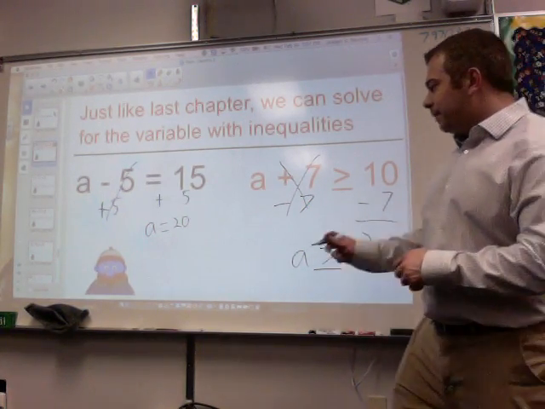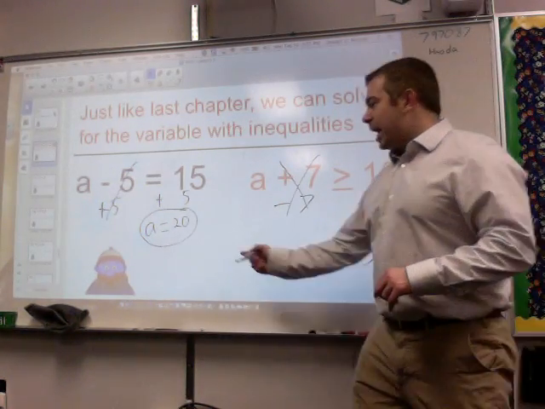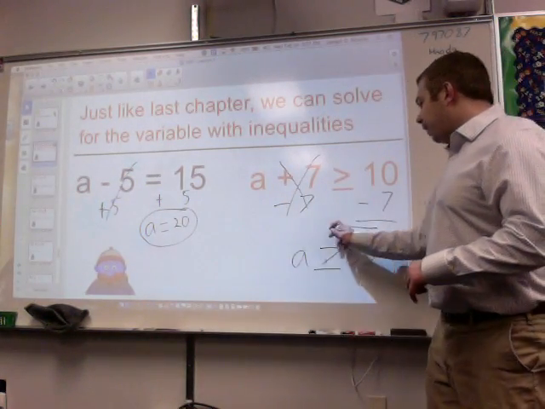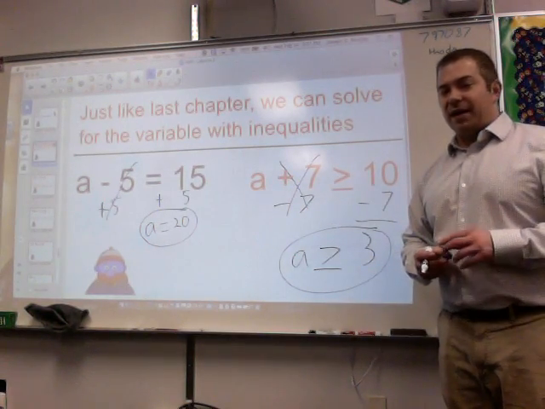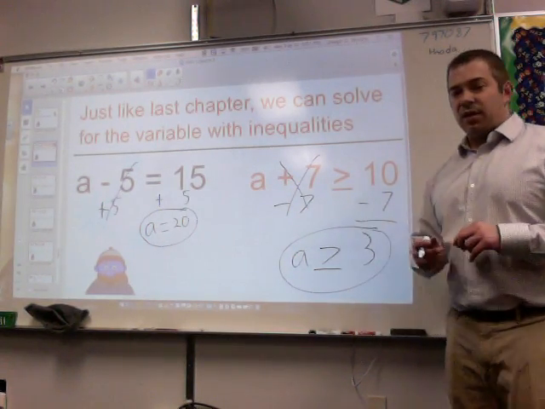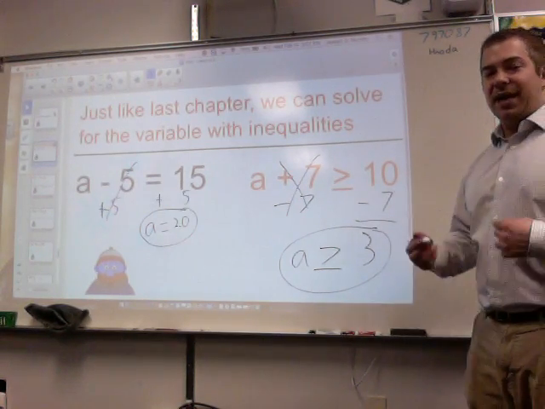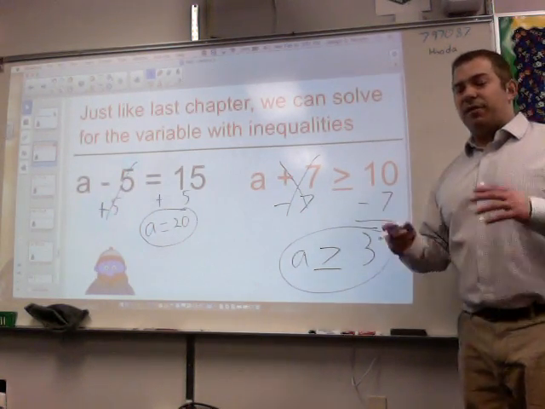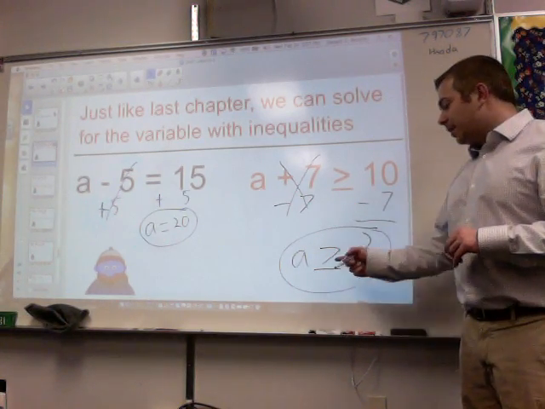See, the only difference here is with an equal equation, I have an equal sign. With an inequality, my a is not necessarily defined. A could be a lot of things. A could be 3, a could be 4, 5, 6, 7, 8, 9, 10. A could be any number from 3 to infinity. But it can't be less than 3, but it says greater than.